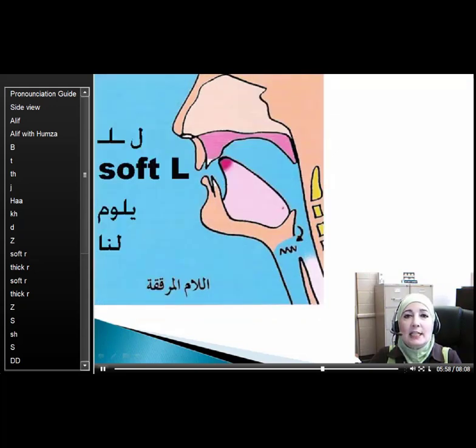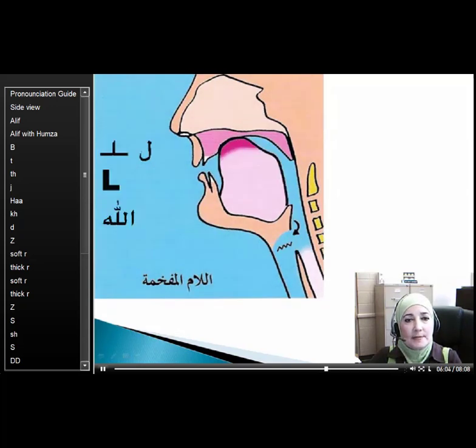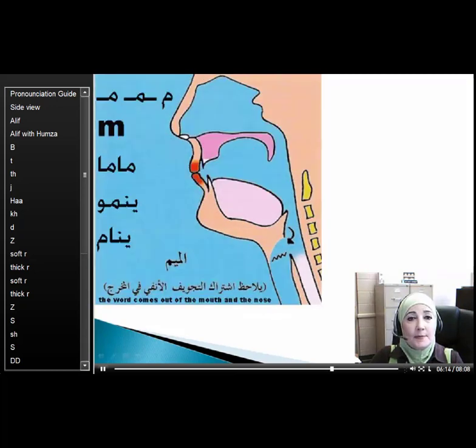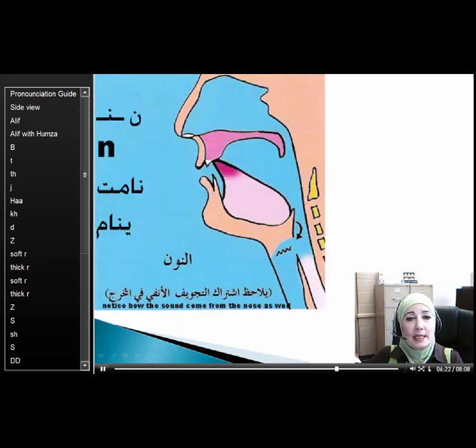This is a soft lam. This is a thick lam. Generally it's for Allah. It's not Allah by the way, it's Allah. Thick lam.